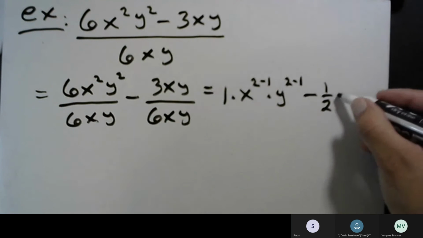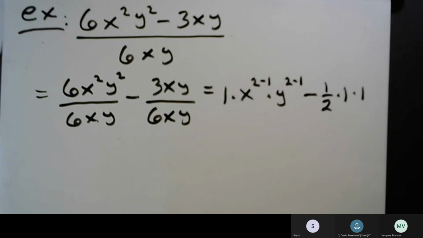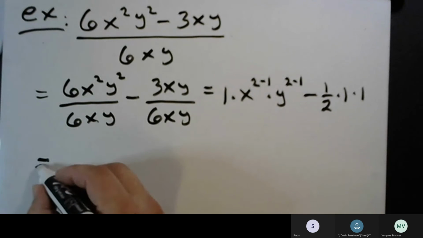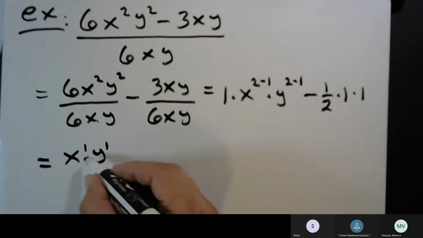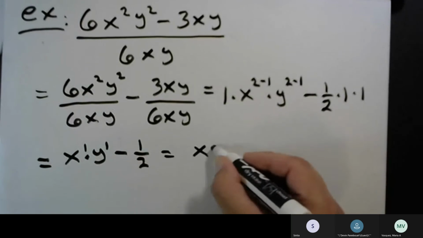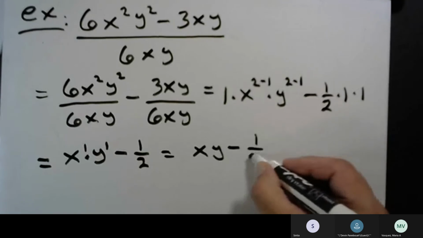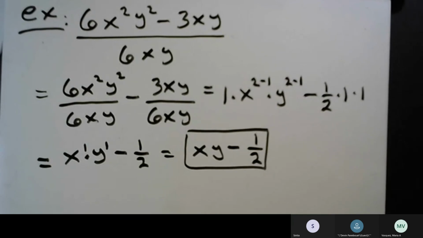The x divided by x, well, that's going to cancel. It'll just be 1. Y divided by y is just going to be 1. And again, we're assuming these aren't equal to 0. So you get x to the 1, y to the 1, minus 1/2, because 1/2 times 1 times 1 is just 1/2. That's a multiplication. We get xy minus 1/2. So any questions about that?